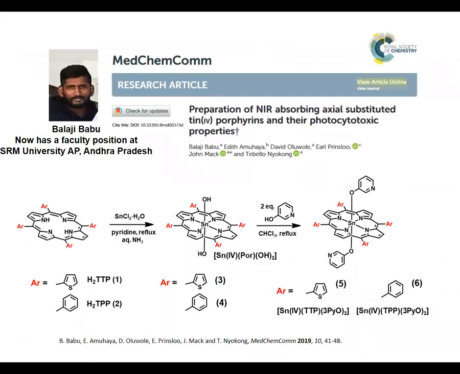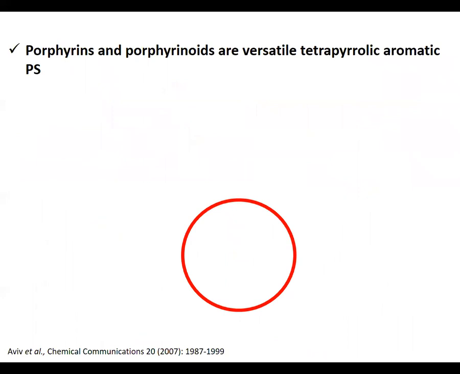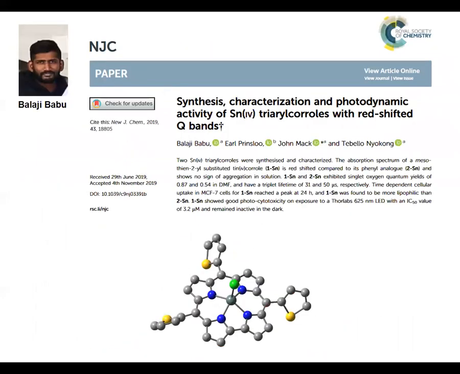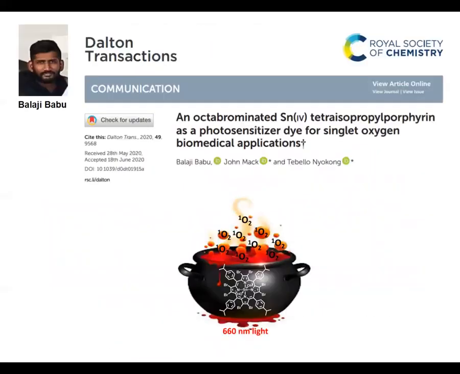And our starting point was to look at a tin-IV porphyrin with thiophene at the meso-aryl positions, the thought being that having the transaxial ligation would help to limit aggregation, which can be a problem with photosensitizer dyes. And we got favorable results in this context. So after that, we started moving forward towards corroles. And in a similar way, we obtained favorable results, but with a more red-shifted and intense Q band in this context, I should say.